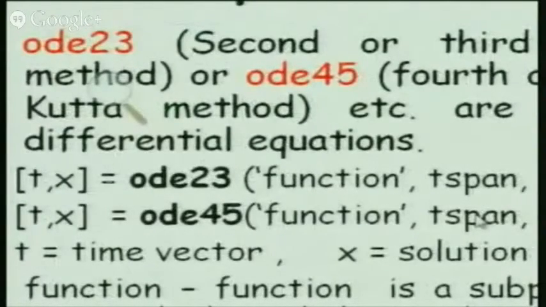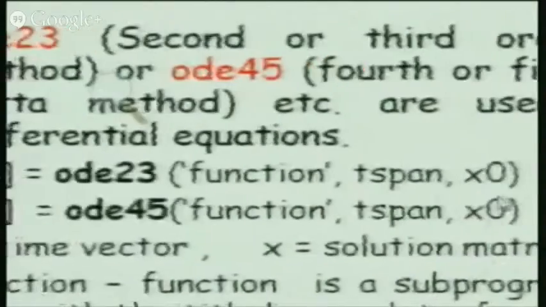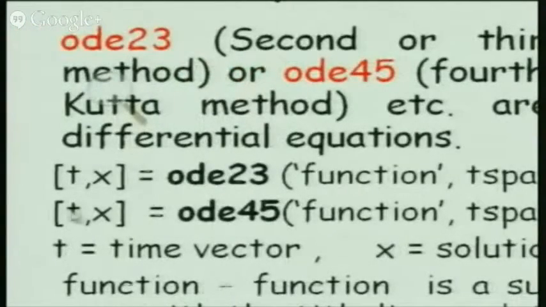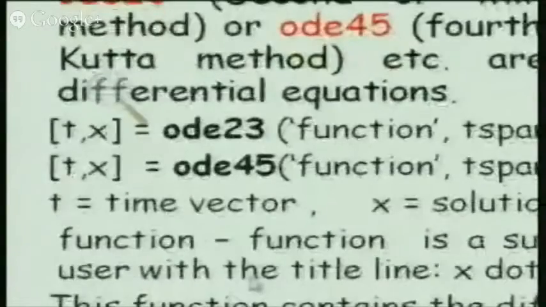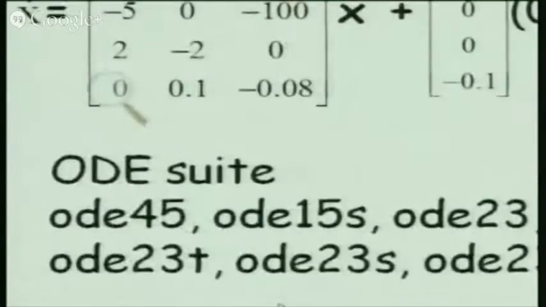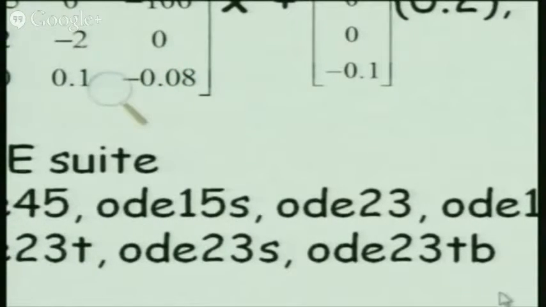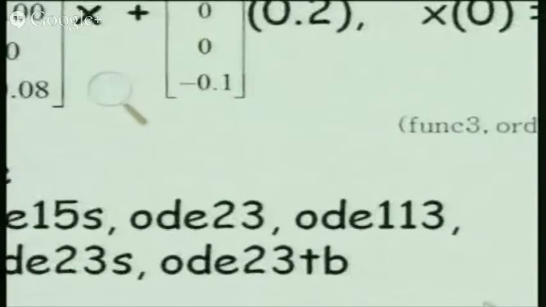Your differential equation should be defined as a function, and that function should be given here. And your time span and the initial value should be given here, and the output time vector and the solution vector will be given. You will get it like this. Okay, so this is the format of using ordinary differential equations. This is the ODE suite. You have different ODE commands here. You can get the details of this from the help.